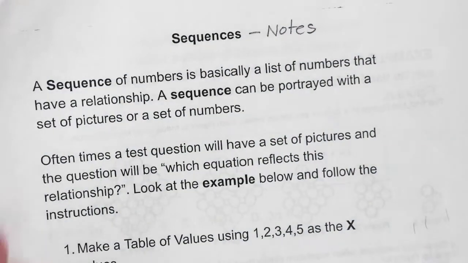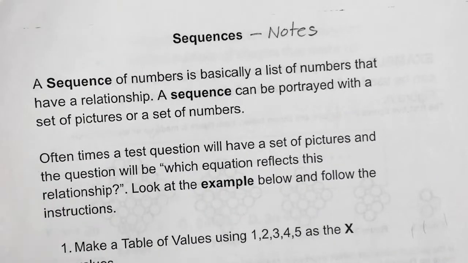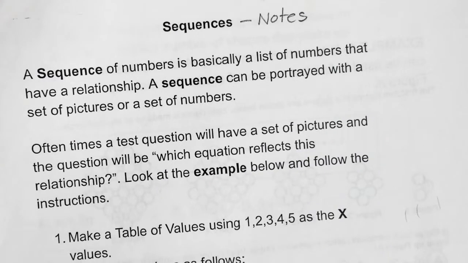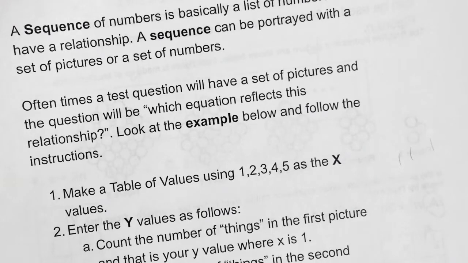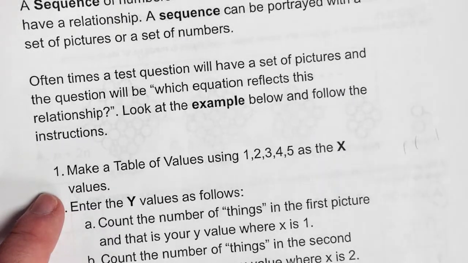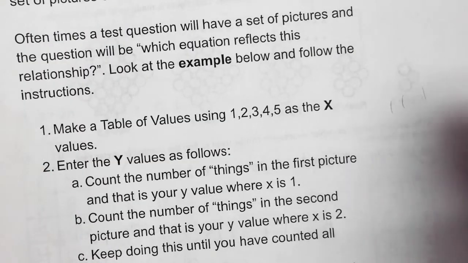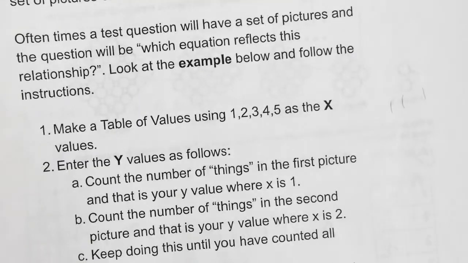All right. Sequences are basically a list of numbers that have a relationship. A sequence can be portrayed with a set of pictures or a set of numbers. Oftentimes, a test question will have a set of pictures and ask which equation reflects this relationship. So what they want you to do is use the example below and make a table of values, using 1, 2, 3, 4 for the number of pictures as your x. Then enter your y values: count the number of things in the first picture, second picture, third picture, and so on.